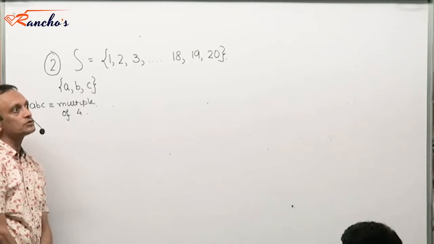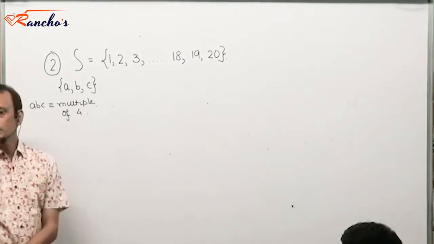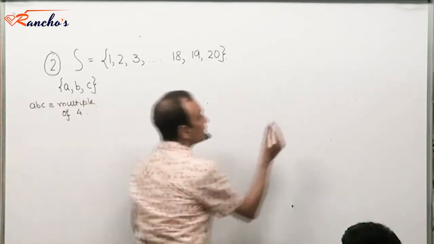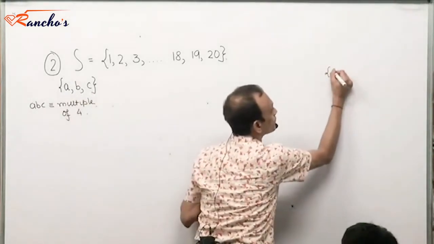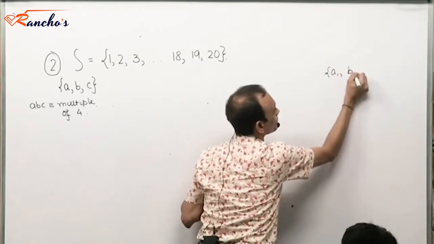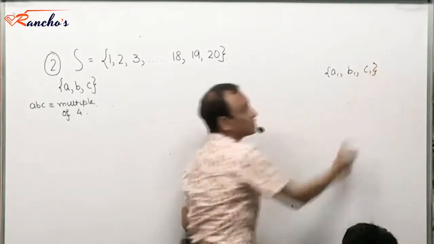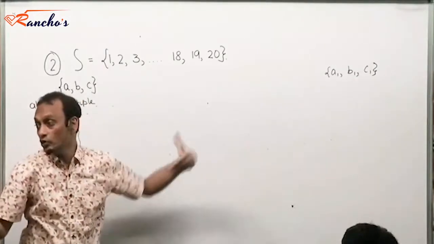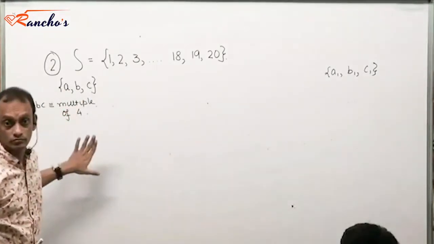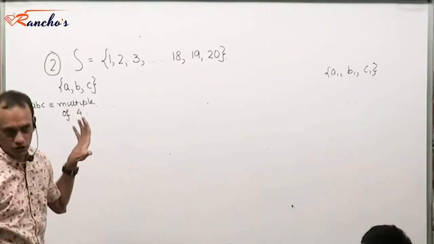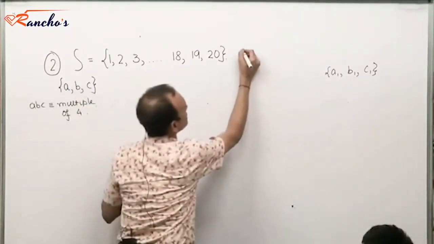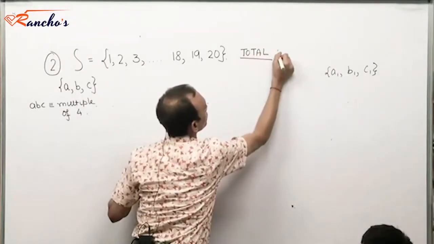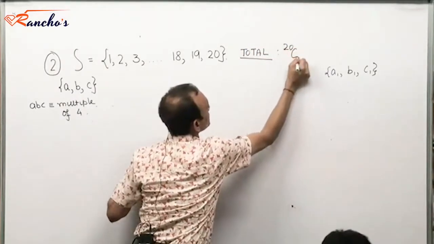Now, as you would have realized with a little bit of experience, it would be best to find the complement of this set. Let me find 3 numbers, A1, B1, C1, such that the product is not a multiple of 4. Then from the total, I'll remove this count to get the required count. First of all, if there are no conditions, what's the total number of ways I can select 3 numbers? 20C3, right? Total number of ways are 20C3.